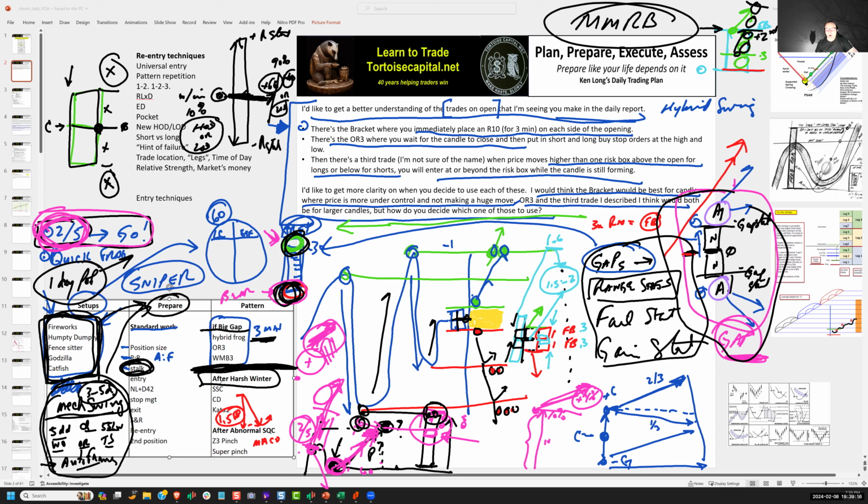And so if we have a harsh winter, then the standard patterns for how to trade SSC, CD, and COTA2 on the 3-minute charts should be well known to you by this time. You might also see that, by the way, during the day on a 30-minute chart.